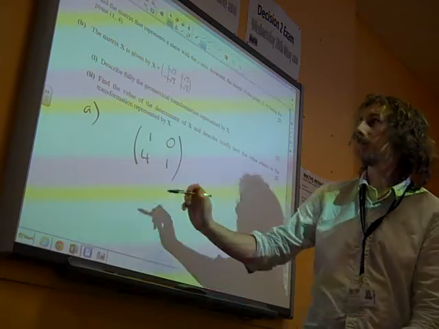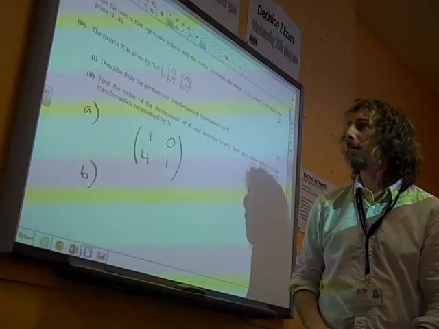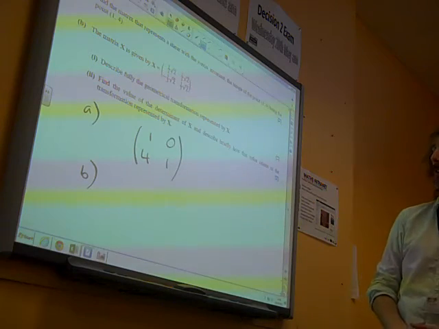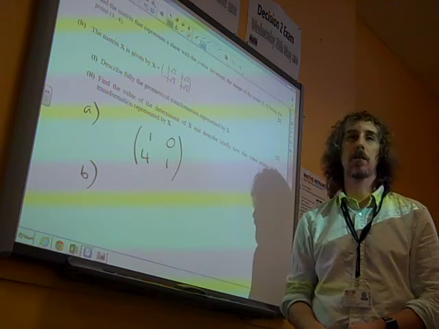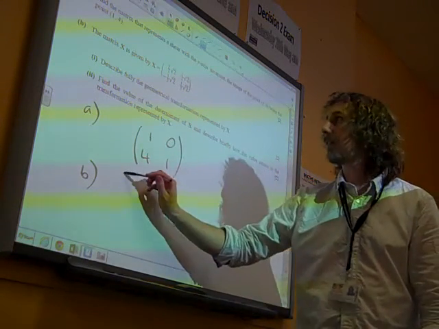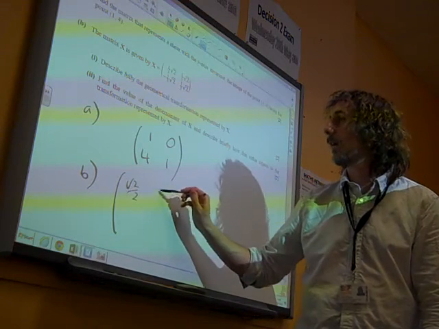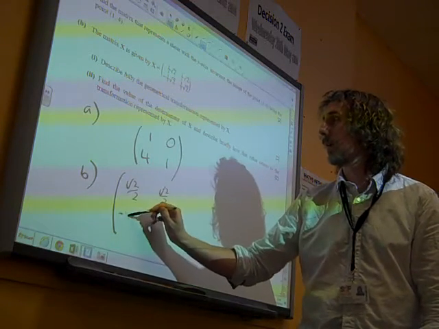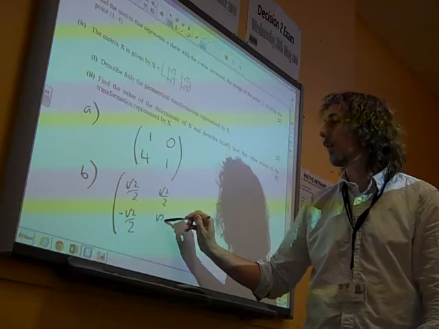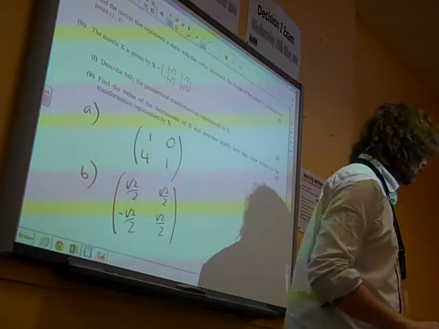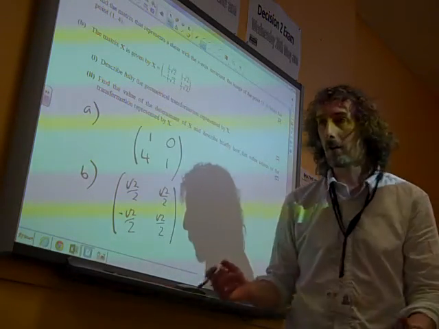But part B, describe fully the geometrical transformation represented by X. Well, we talked about this, so this is root 2 over 2, minus root 2 over 2, root 2 over 2. We refer to the formula booklet.